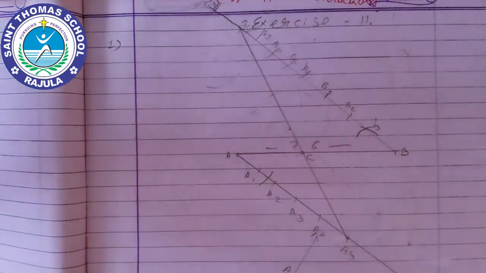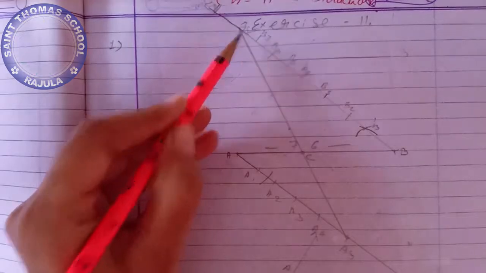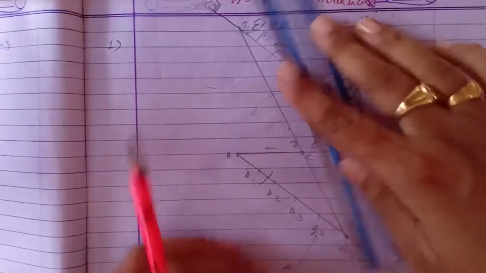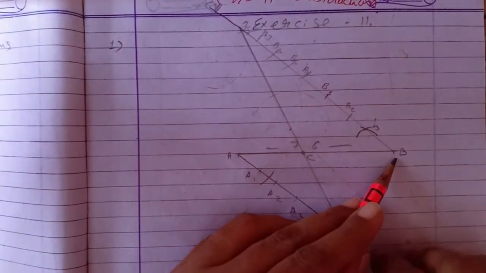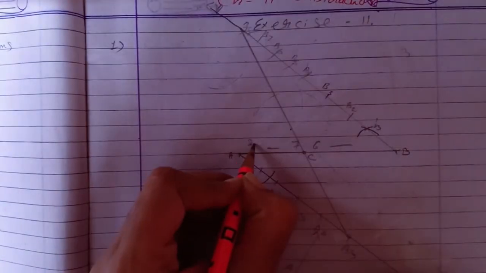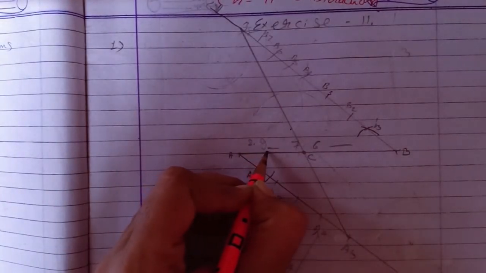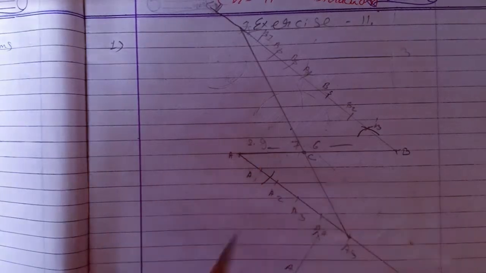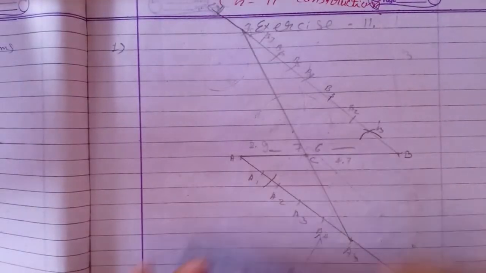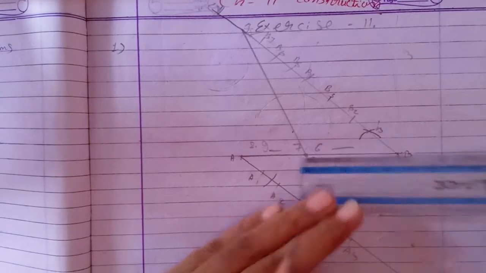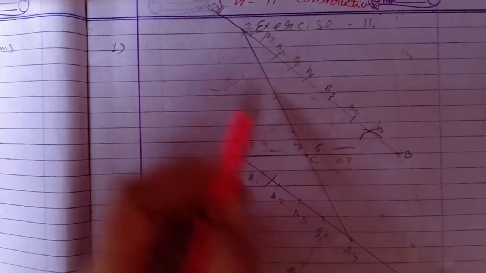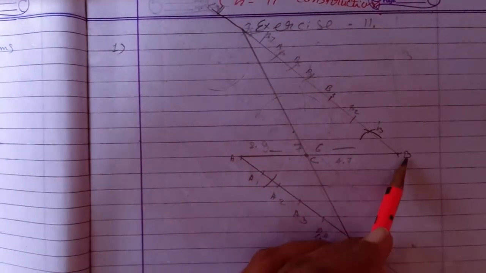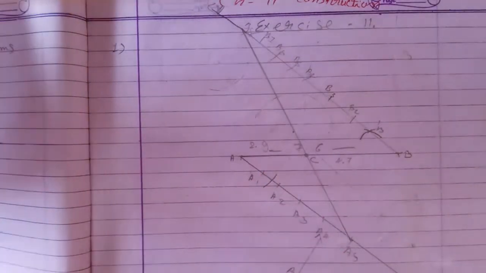Now we have to divide this in the ratio 5:8. Therefore we have to select A5 and B8 and join them with the scale like this. Now measure AC and BC. Now AC is equal to 2.9 centimeter and BC is equal to 4.7 centimeter. So our AC is equal to 2.9 and BC is equal to 4.7, and this is how we divide the line segment into 5:8. Now construction number 1 is done.